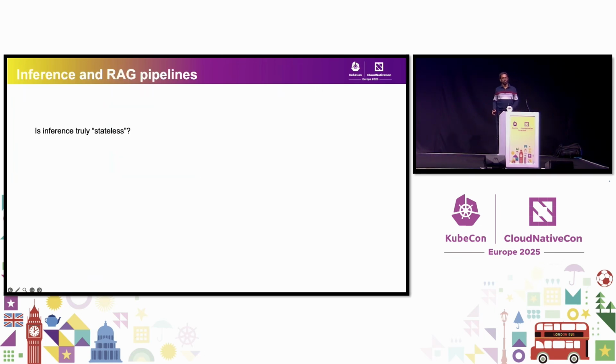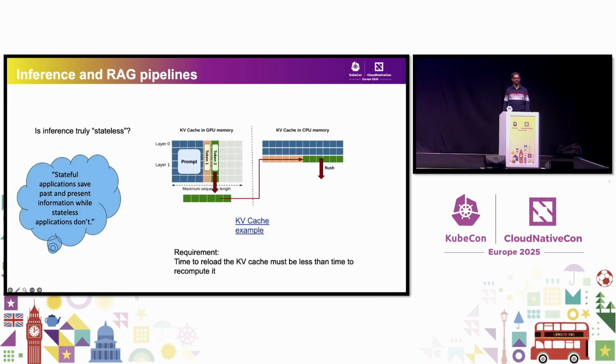So what are the other ML-specific use cases that we may be able to address with this? For inference, many of you might assume that inference can be considered as a stateless application, but is it really stateless? Well, according to one definition, stateful applications save past and present information, while stateless applications don't. For inference, let's say for LLMs, you tend to store values like the key value cache values in memory, and that could be both in GPU memory and in CPU memory.